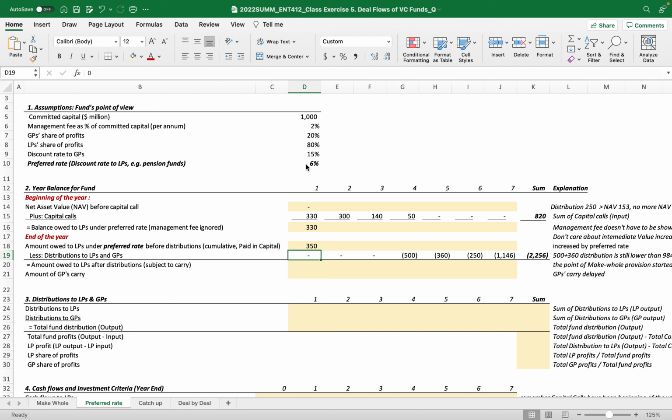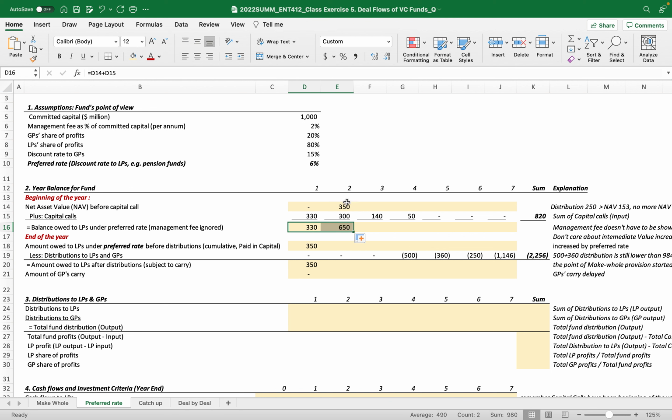So 350, right? So the amount owed to LPs after the distribution, which is subject to carry. Now, I'm going to just add it, even though it's less, because we are going to express it as a negative in parentheses. So 350. Now the amount owed here, the amount of the GP's carry. No, because we haven't recovered any of the paid in capital yet. Now this number is the beginning balance of the second year, which is the ending balance of the first year, right?